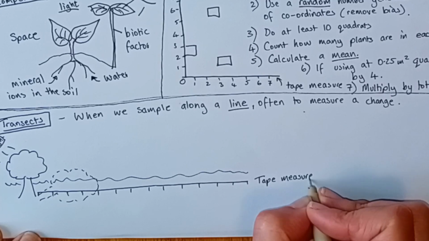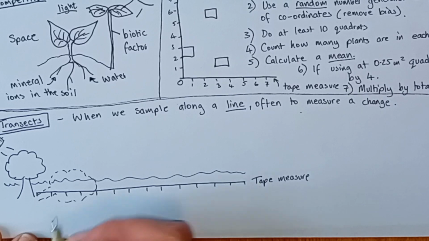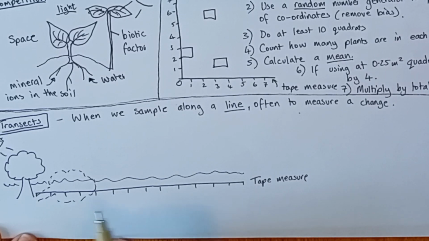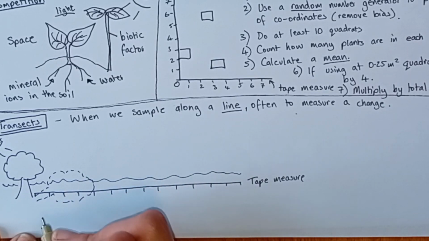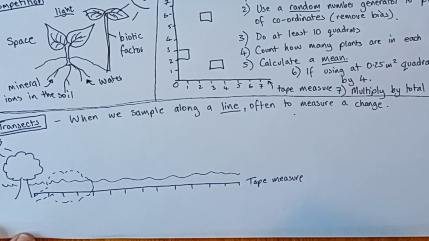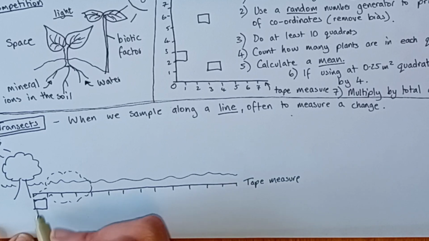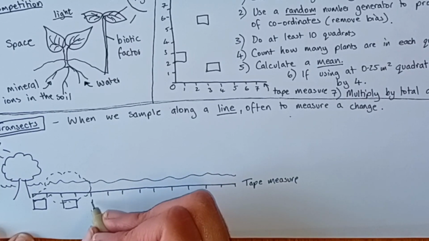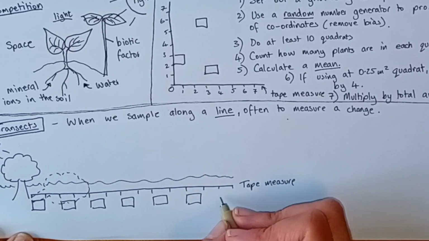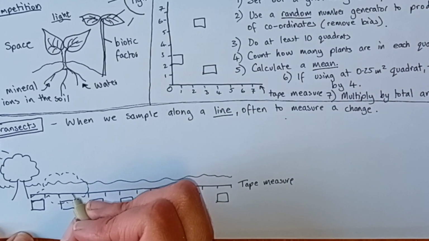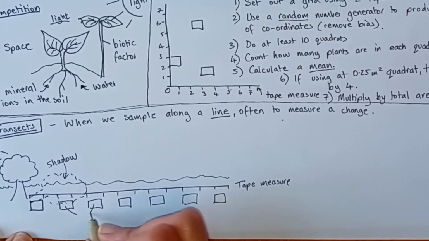And this time, instead of doing one upwards as well, we're just going to put the quadrat down. We could either do it every metre, which would be called a continuous belt transect, or we could do it every other metre or every 5 metres, depending on the distance we've got to go. I'm going to draw it as if we're putting the quadrat down every other metre. So there's the first one, the second one, the third one, the fourth one, fifth one, the sixth one, etc. So this is the shadow, and these are the quadrats.